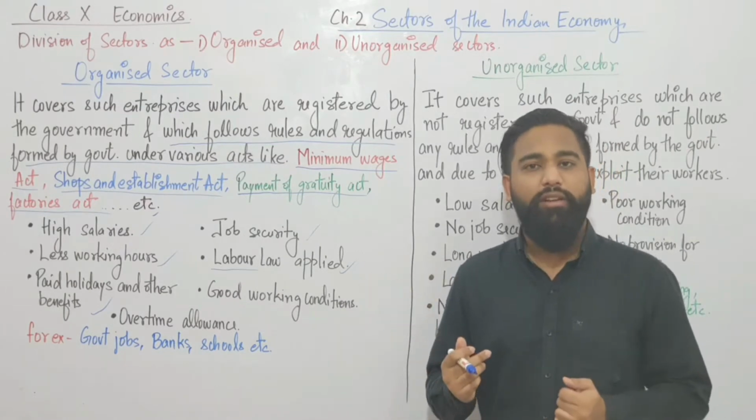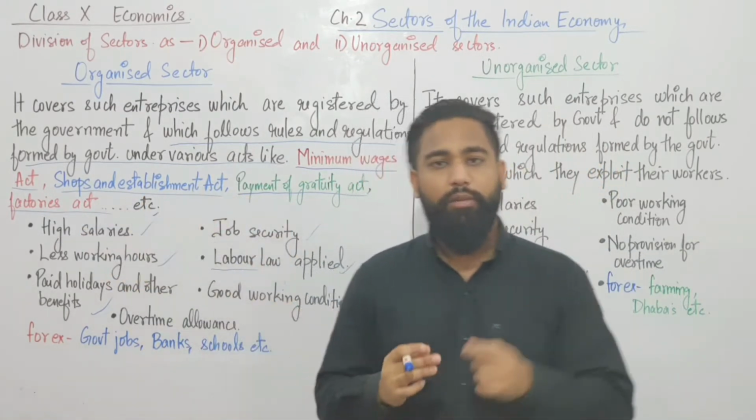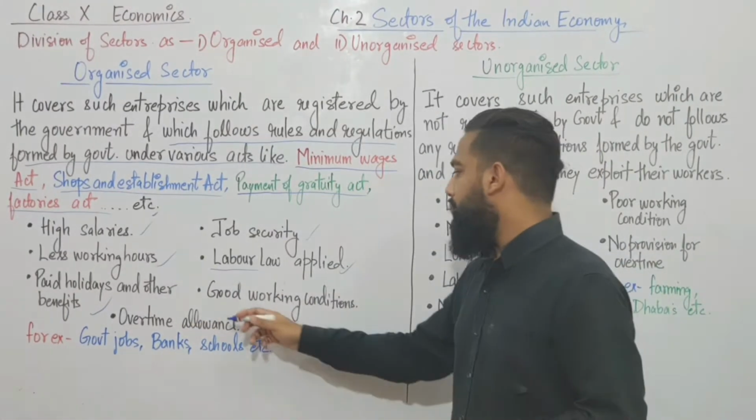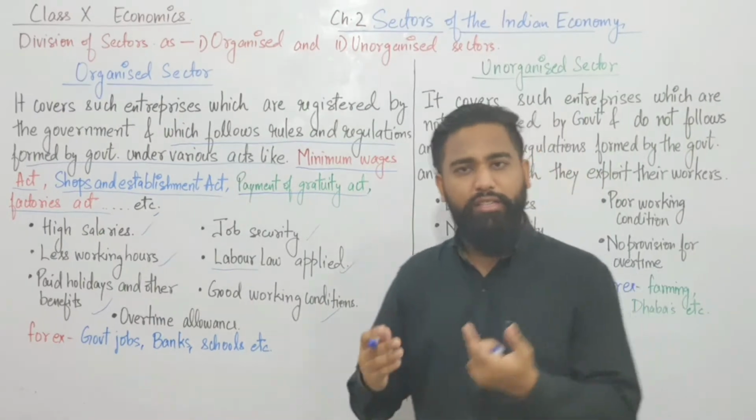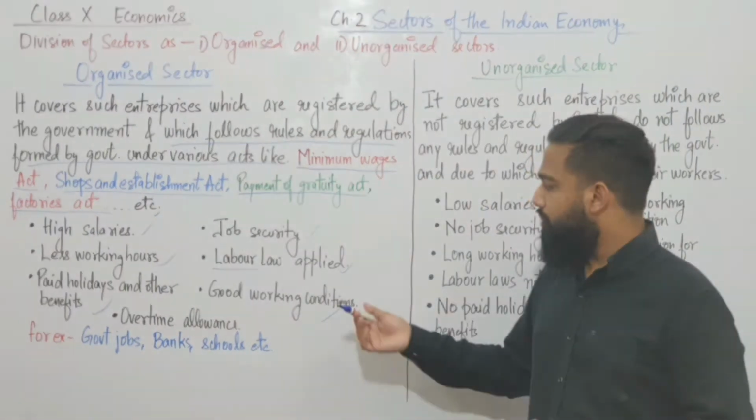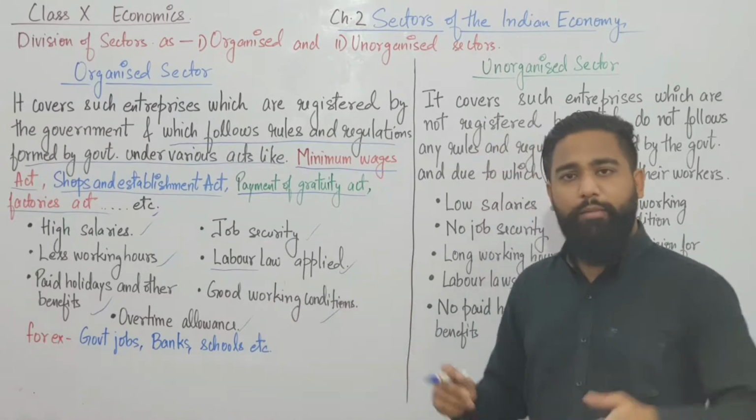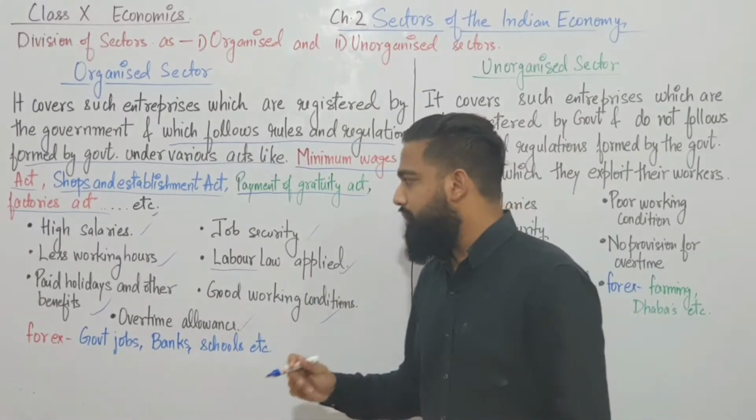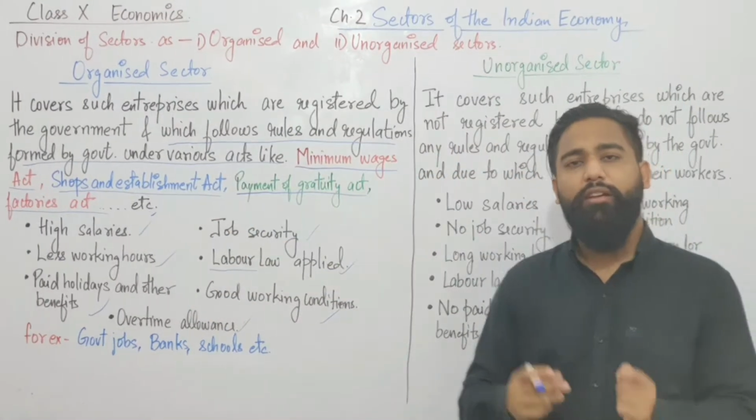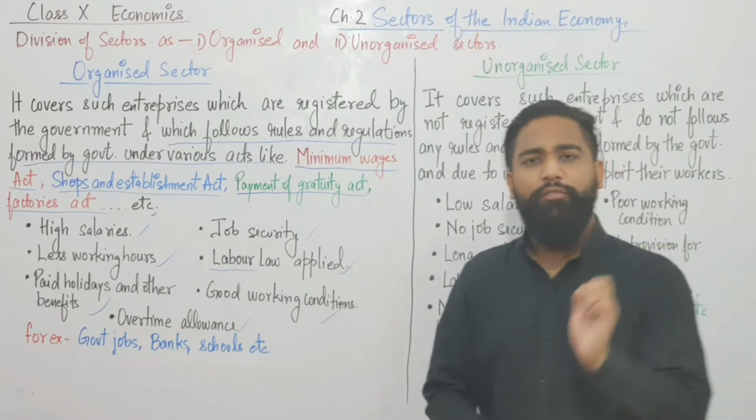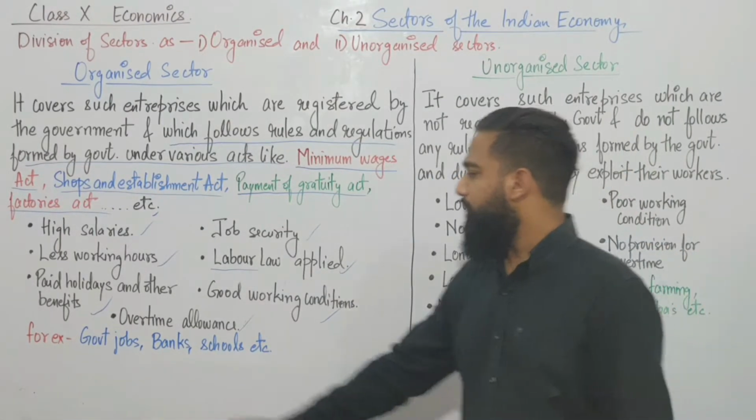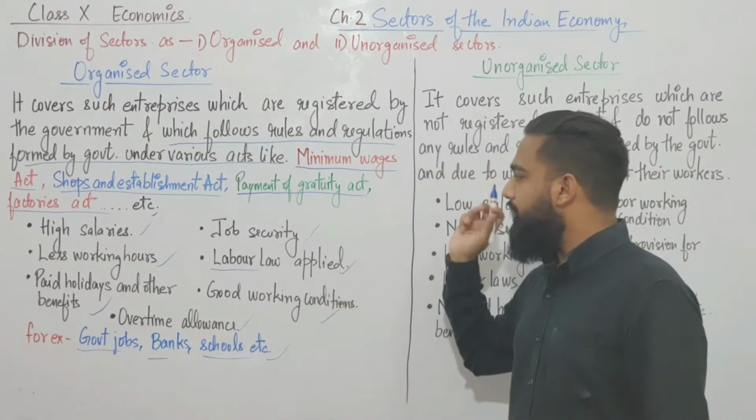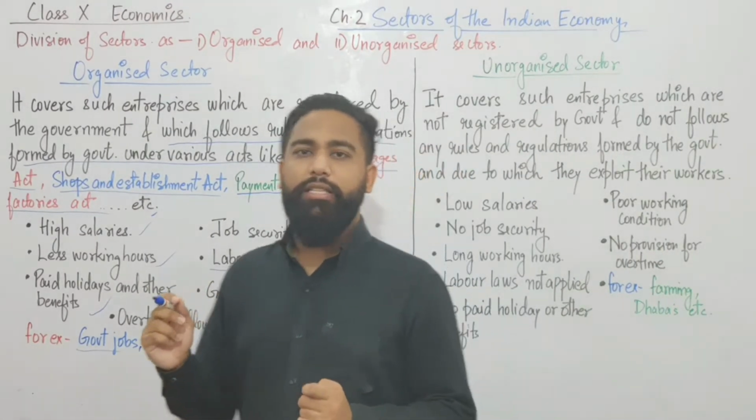Some allowances are given. Some give the houses, some give the cars, and there are so many things. Paid holidays are also given. Good working conditions: sanitation is there, hygiene is there, drinking water is there. And if you are working overtime, if you are working extra, then you will get the money too. You get the bonus, you get the allowance. So basically the organized sector is a sector which follows all the rules and regulations which are formed by the government. For example, government jobs, the banks, the schools, all these are examples of organized sectors.